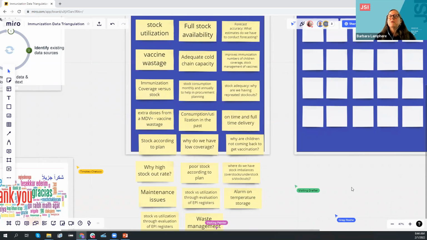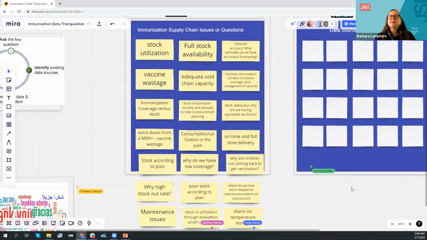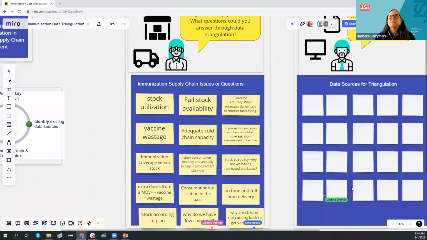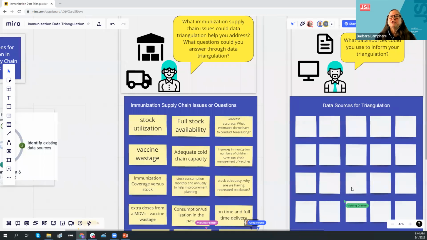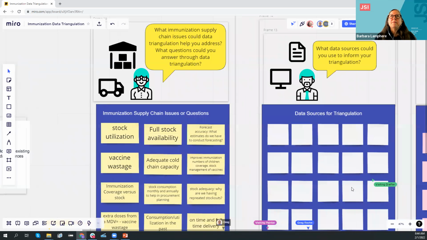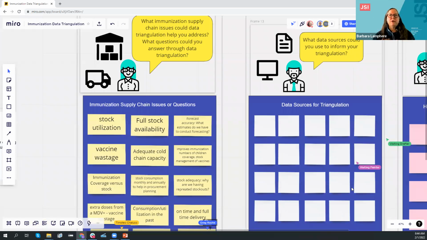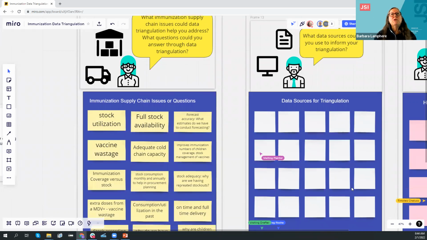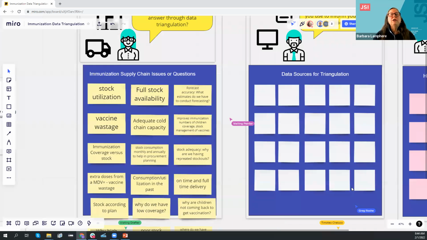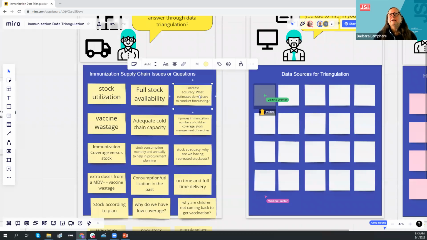This is good. Now I want to take us to the next question. We have several issues noted here. Imagine that each of you, those of you that have contributed to the problems and issues, if you were in your own situation, what data source would you use in your triangulation? So let's take, for example, forecast accuracy. What would be the data sources that you would compare for forecast accuracy? What would you use in the triangulation?